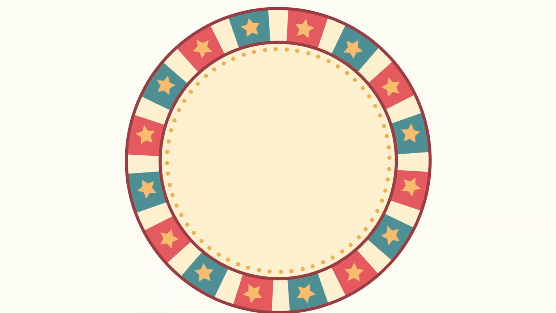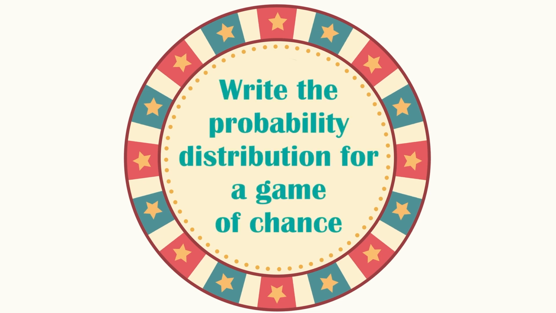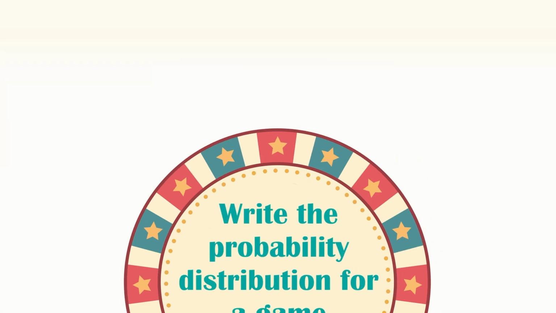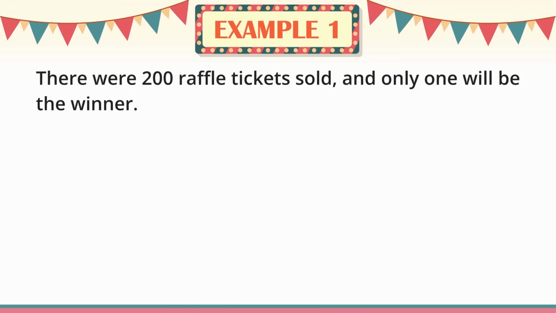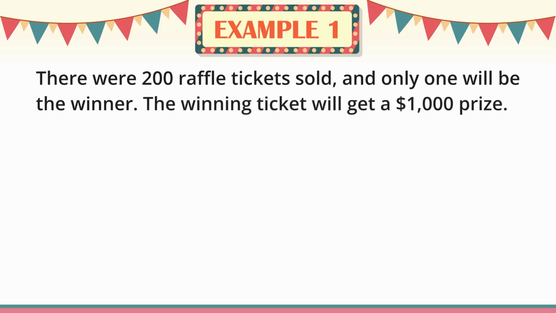Welcome to the Carnival of Chance. Today, we are going to learn how to write the probability distribution for a game of chance. Our first stop at the carnival is the raffle drawing. There were 200 tickets sold, and only one will be the winner. The winning ticket will get a $1,000 prize.